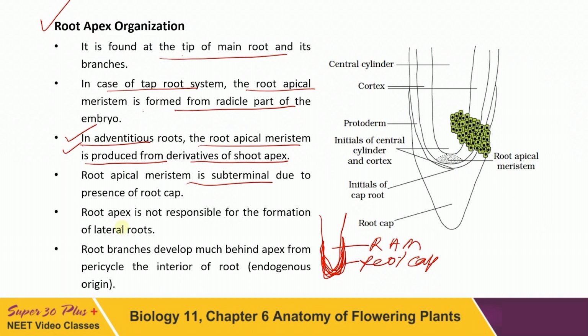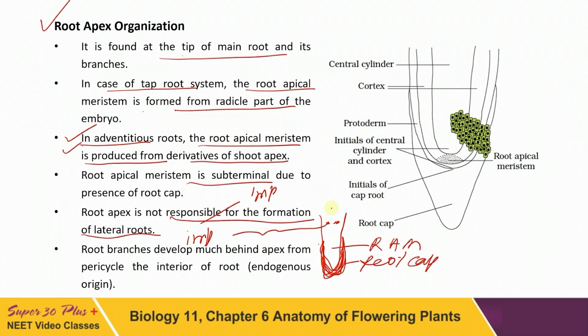Root apex is not responsible for the formation of lateral root. You see, in case of stem, the lateral branches will be formed by this, but in case of root apex, the lateral branches will not be formed. Very, very important question here: the root branches will develop from the inner side, they are endogenous, they develop from the pericycle. Important this is, root branches do not develop from this, they develop from pericycle.